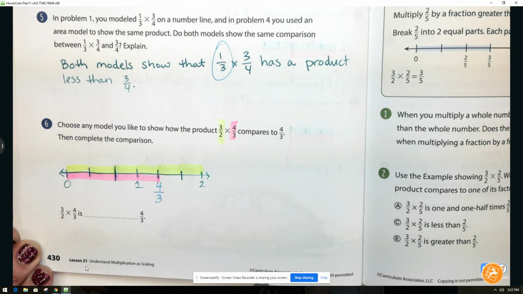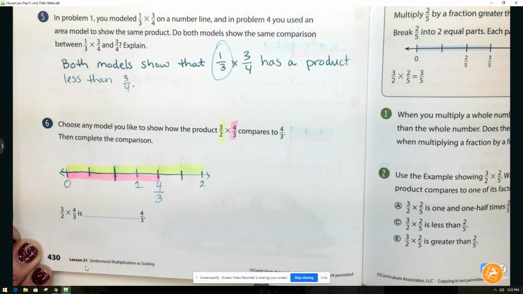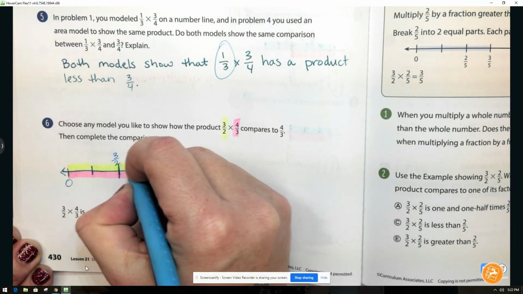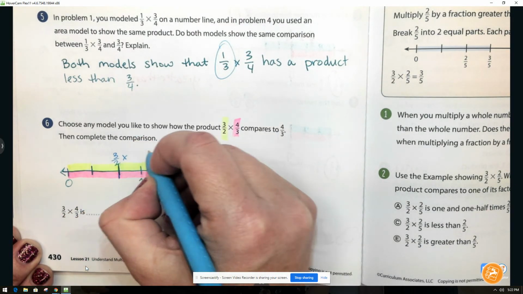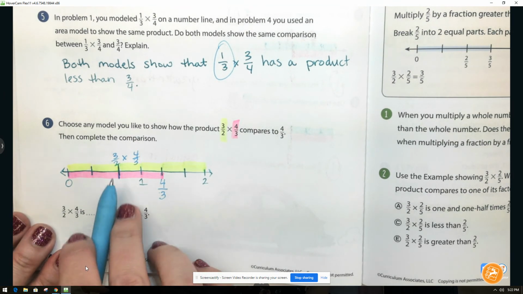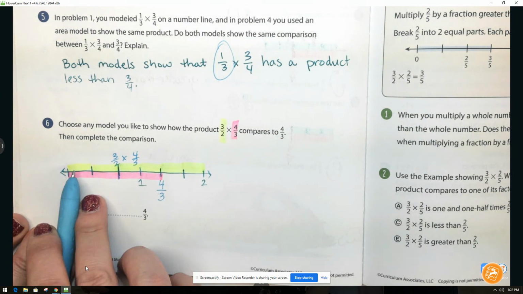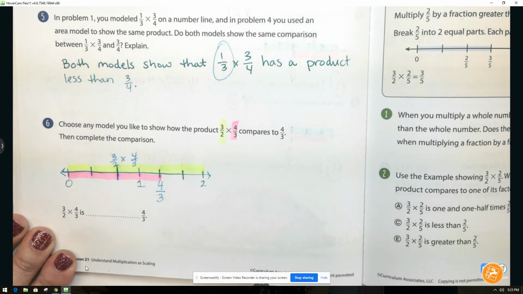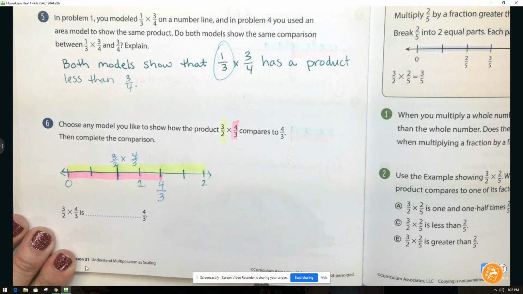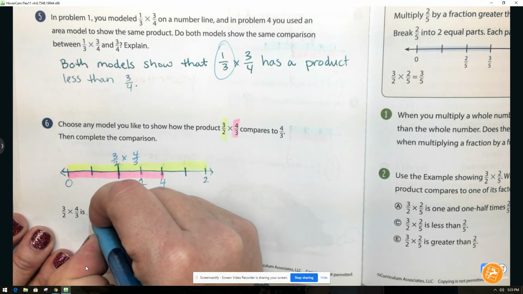Now, this is not showing 3/2. It's showing 3/2 of 4/3. I know, that's so tricky. This yellow line shows us 3/2 of 4/3. So when we look at 3/2 of 4/3, is it greater than, equal to, or less than 4/3? That's right, it is greater than.